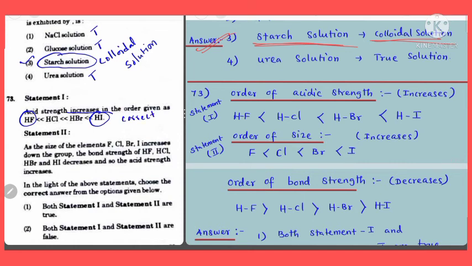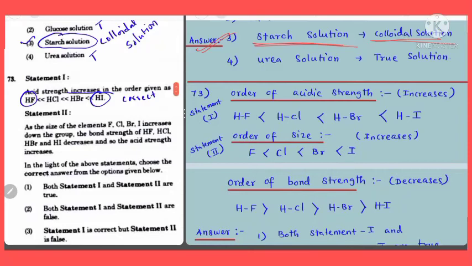Statement 2: as the size of halogen increases down the group, the bond strength of hydrogen halide decreases. When the bond strength decreases, H plus ion formation becomes easier. The bond between halogen and hydrogen can be easily broken if the strength is less, so the H plus ion is readily produced. Hydrogen iodide has the weakest bond strength, so its bond is broken more readily compared with other hydrogen halides, which means HI readily gives H plus ion, so it is more acidic.